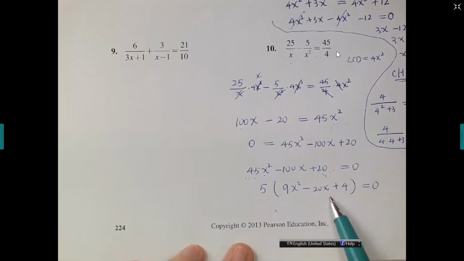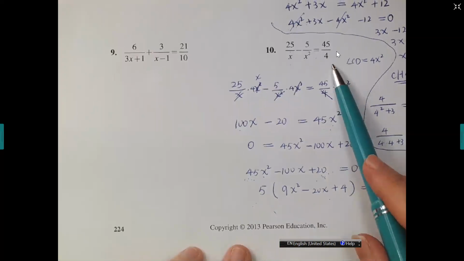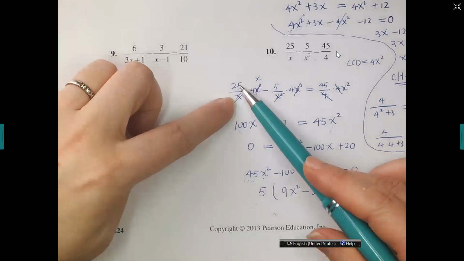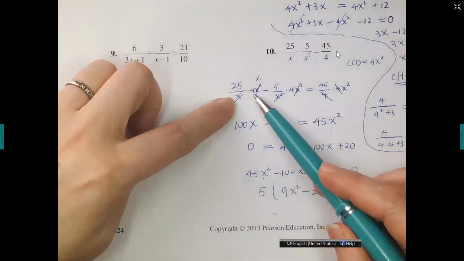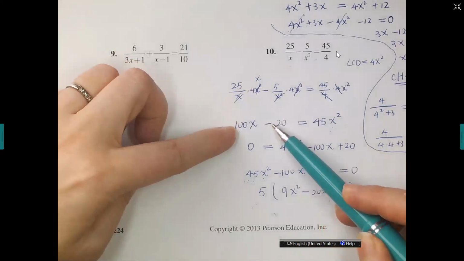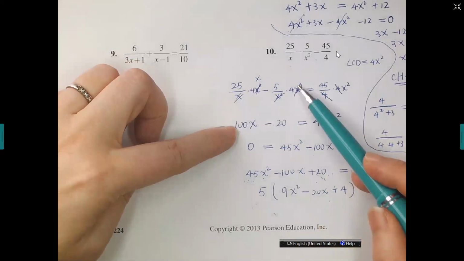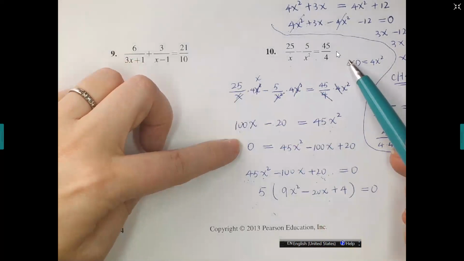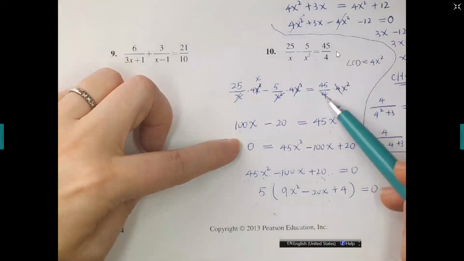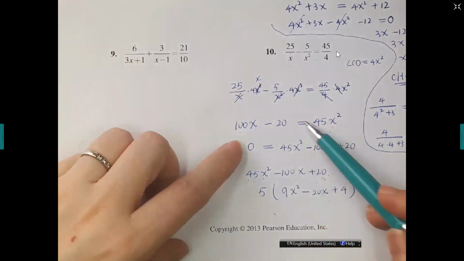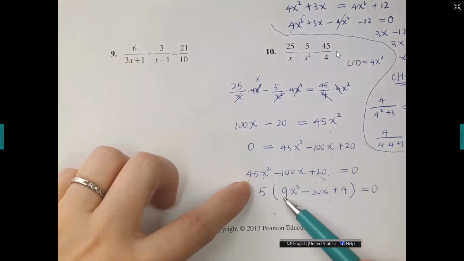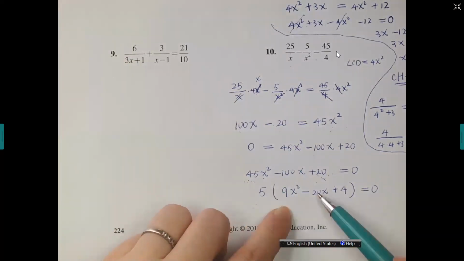Let me double check. 4x squared, 4 left. 100x minus this 4 times 5, 20, equals 4x squared. The 4s cross out. Move them together. I didn't make any mistake. Factor 5 out: 5 times 9x squared is 45x squared, 5 times 20x, plus 4 equals 0.